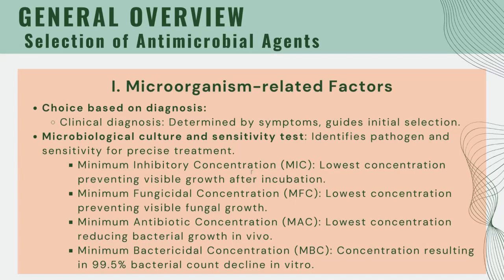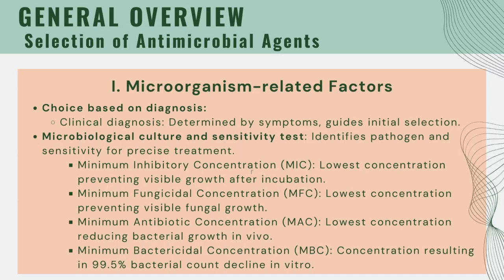The selection of an appropriate antimicrobial agent for treating infectious diseases hinges on several factors, including those related to the infecting organism, patient, and the characteristics of the drug itself. When considering microorganism-related factors, two primary approaches come into play. First, a clinical diagnosis may provide initial guidance, especially when the pathogenic organism and its sensitivity are predictable. In such cases, the choice of AMA is based on the presumed diagnosis. However, in scenarios where the infecting pathogen and its sensitivity are uncertain, microbiological culture and sensitivity testing become imperative.